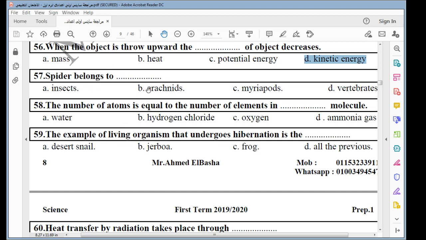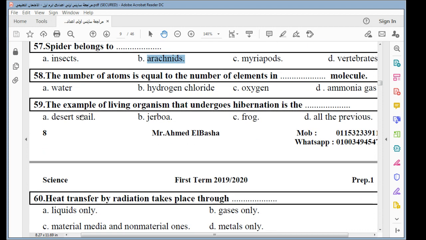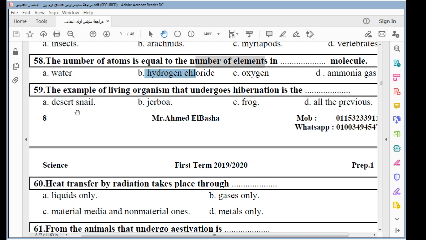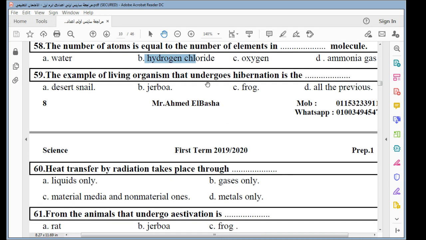Arachnids. The number of atoms is equal to the number of electrons in a space molecule. Of course, hydrogen chloride. 59. The example of a living organism that undergoes hibernation is the frog.